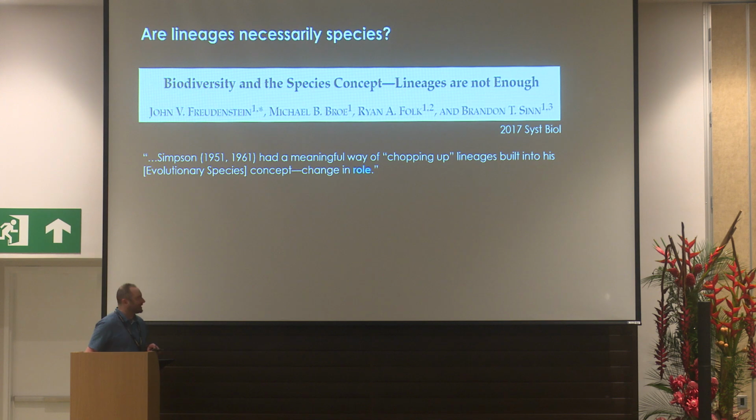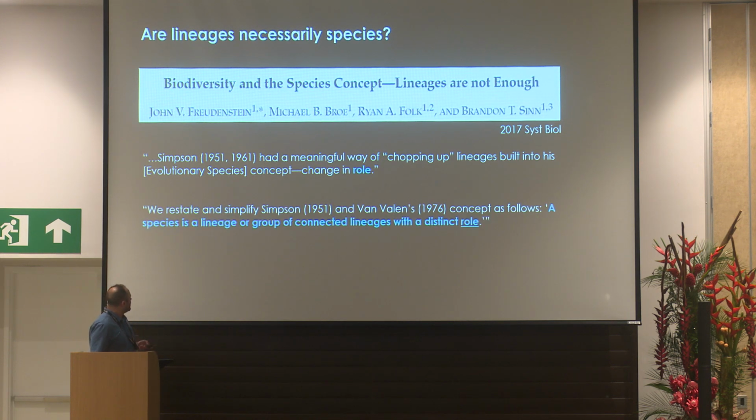Okay, so the idea here goes back to Simpson's evolutionary species concept and Van Valen's ecological species concept from the 1970s. Simpson had a meaningful way of chopping up lineages built into his evolutionary species concept, and that was a change in role. So we're going to focus on that word here. What is role? Really, role is referring to the ecological niche of an organism. So there's going to be a requirement of species having a somewhat distinct ecological niche or role, right? So a species is a lineage or a group of connected lineages with a distinct role.